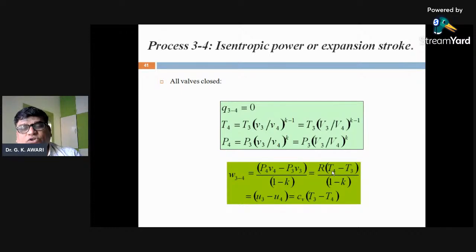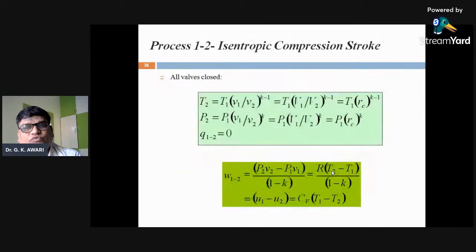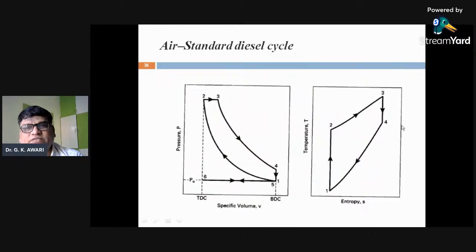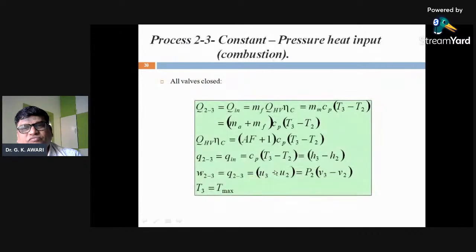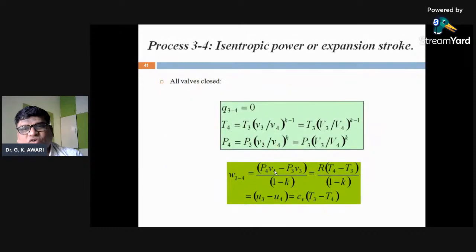Therefore, the isentropic power or expansion stroke, if you look at this process 3 to 4, how it is taking place. That is the power stroke. So for the 3 to 4 process, (P4 V4 minus P3 V3) divided by 1 minus gamma is equal to R (T4 minus T3) divided by 1 minus gamma, which is equal to U3 minus U4, which is equal to CV into (T3 minus T4).